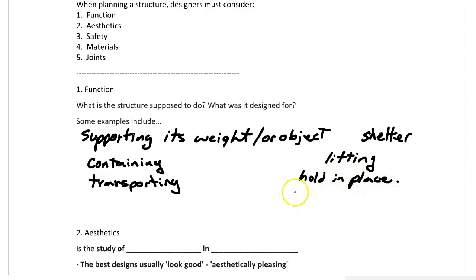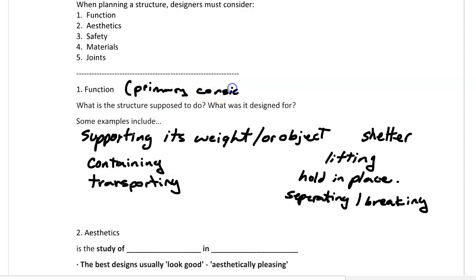It could be, in fact, separating or breaking. Lots of structures are actually designed to separate or break. And so these are some examples of what things are supposed to do. Always the primary consideration. And again, this is usually intuitive, but if you had a house builder whose primary function was all sorts of other things and doesn't actually consider the fact that I'm supposed to live in it, you might wind up with a very disappointing house.